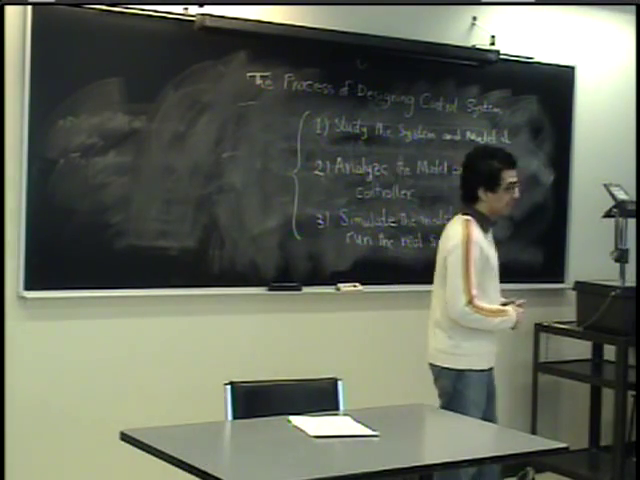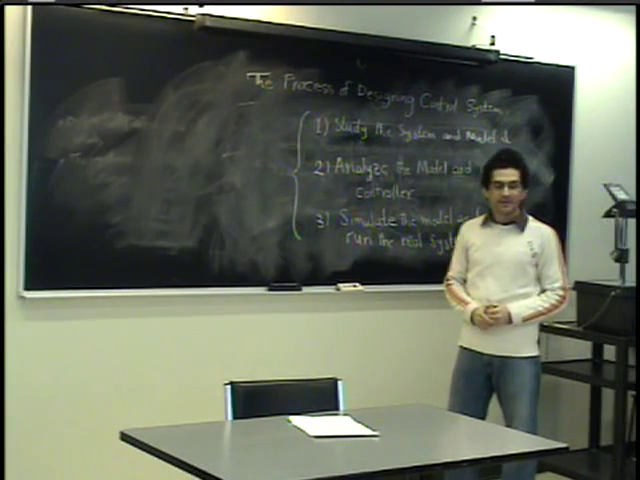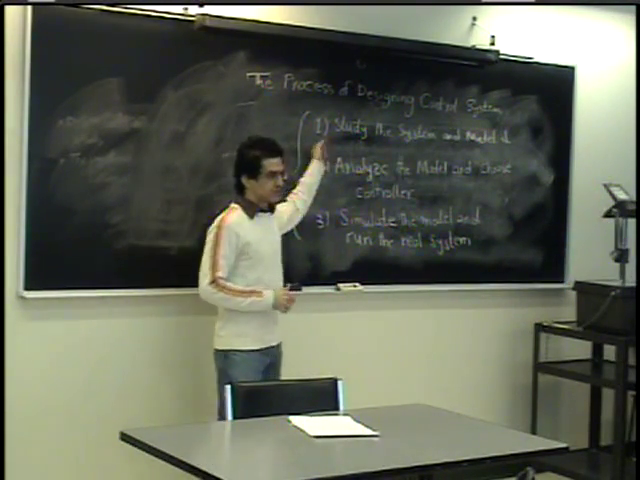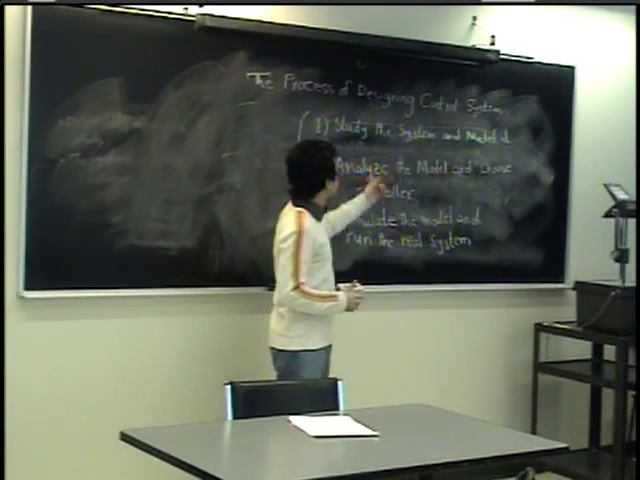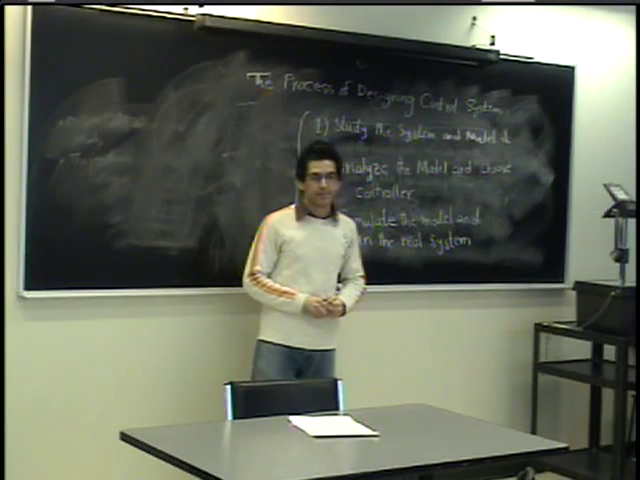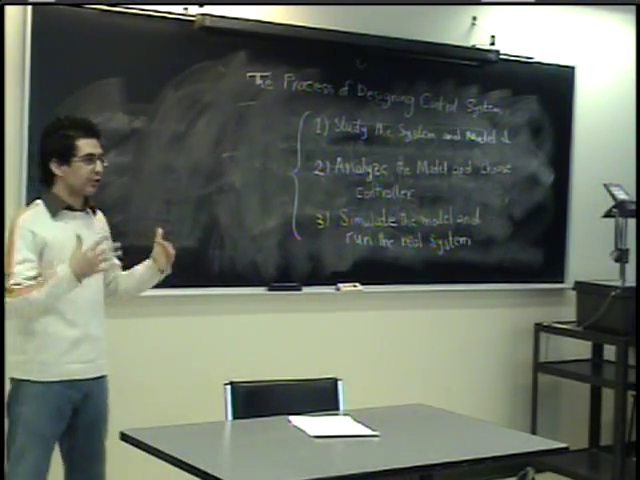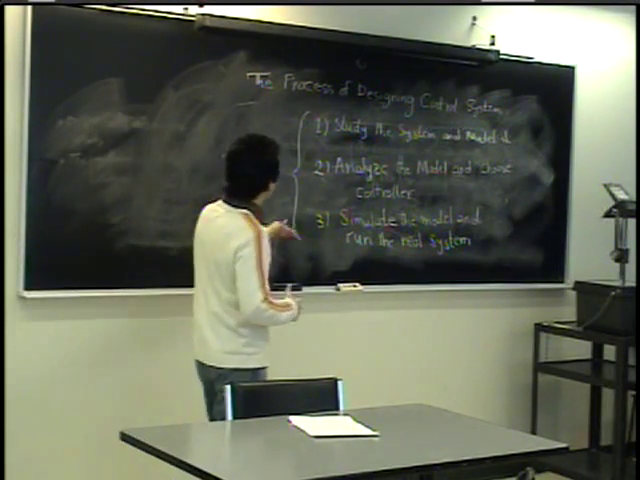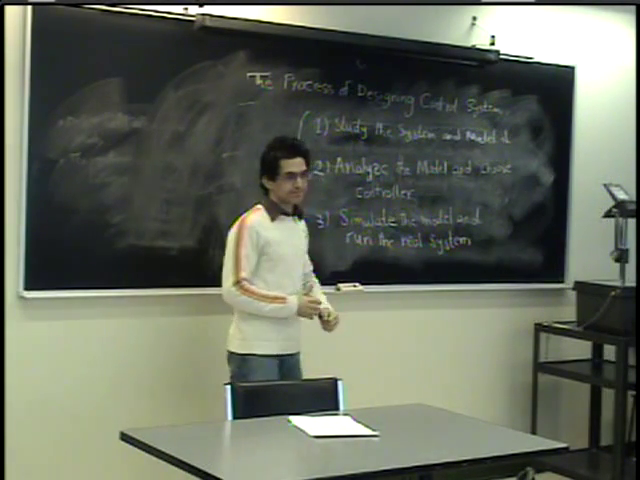Here you can see the main steps of designing a control system. The first step, which is very important for control system, is to study the system and model it. By studying the system, it means that we should know the system before we start, because it's the main important thing and it's the basis of other steps.